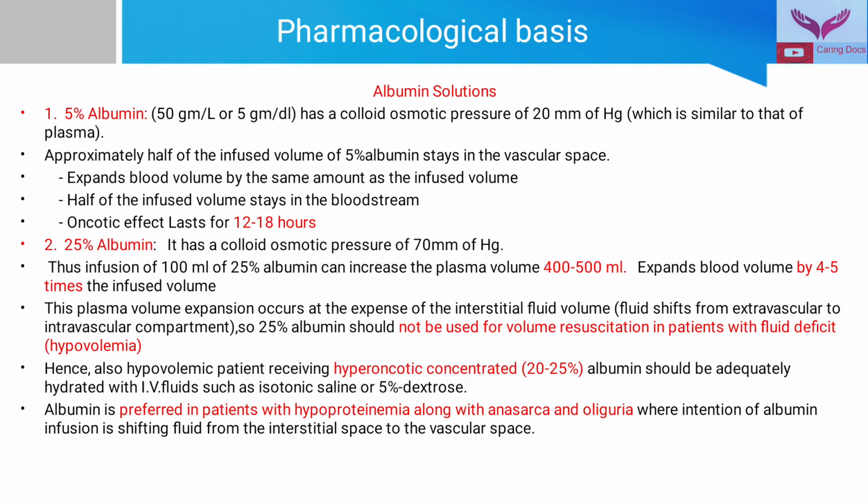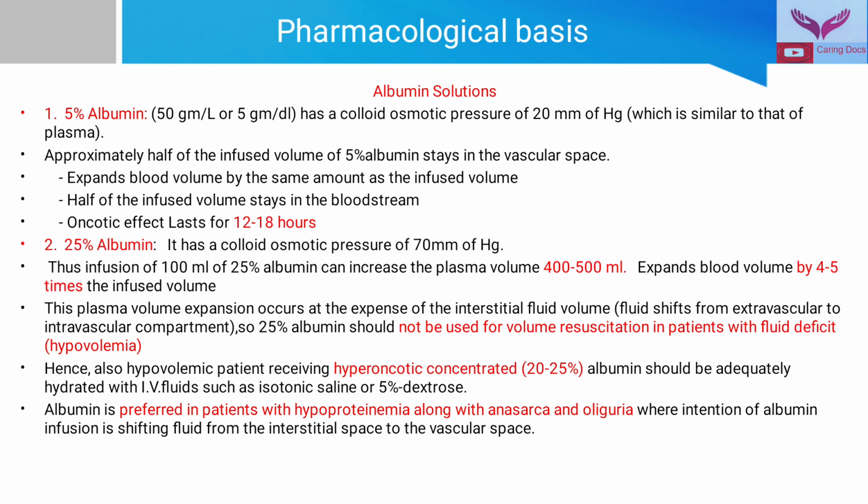Coming to the pharmacological basis of albumin solutions, the 5% albumin, that is when it is dissolved in 50 gram per liter or 5 gram per deciliter, it has a colloid osmotic pressure of 20 mm of mercury, which is similar to that of plasma. Approximately half of the infused volume of 5% albumin stays in the vascular space. It expands the blood volume by the same amount as the infused volume. Half of the infused volume stays in the bloodstream, and this oncotic effect of 5% albumin remains for 12 to 18 hours.